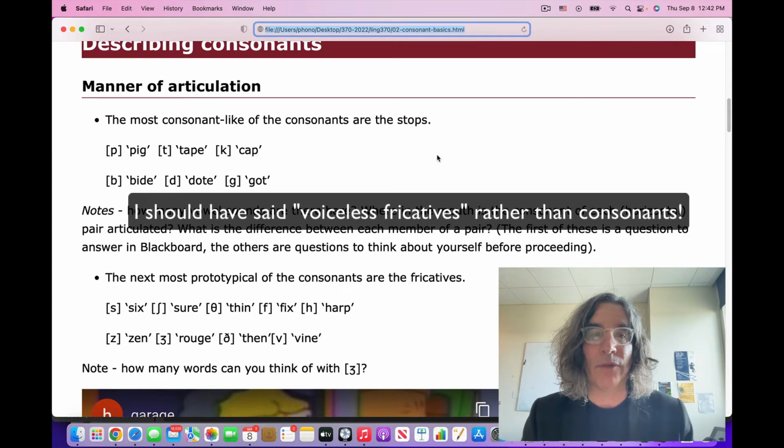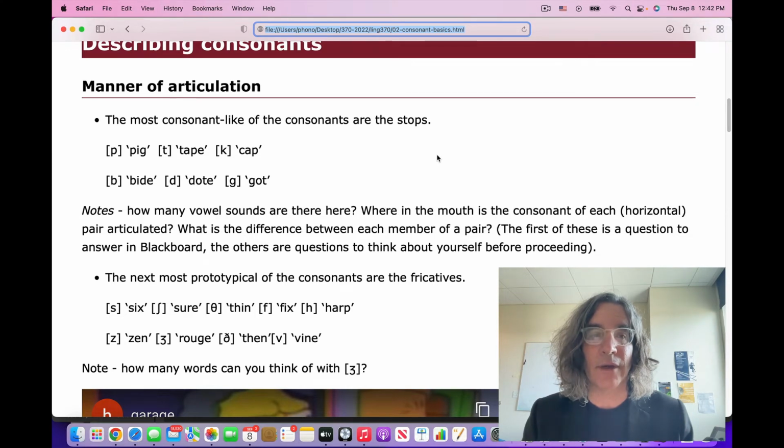And again, we've gone through the places of articulation. Sa and za are at the same place of articulation. The difference, of course, here and in the pa ba one, is voicing. So sa and za, the same place of articulation, the alveolar ridge. Sha and zha are alveopalatals. Rouge is an example of zha. Tha and dha are interdentals, so they're being pronounced with the tongue between the teeth. Fa and va are labiodentals, and ha is a glottal fricative.